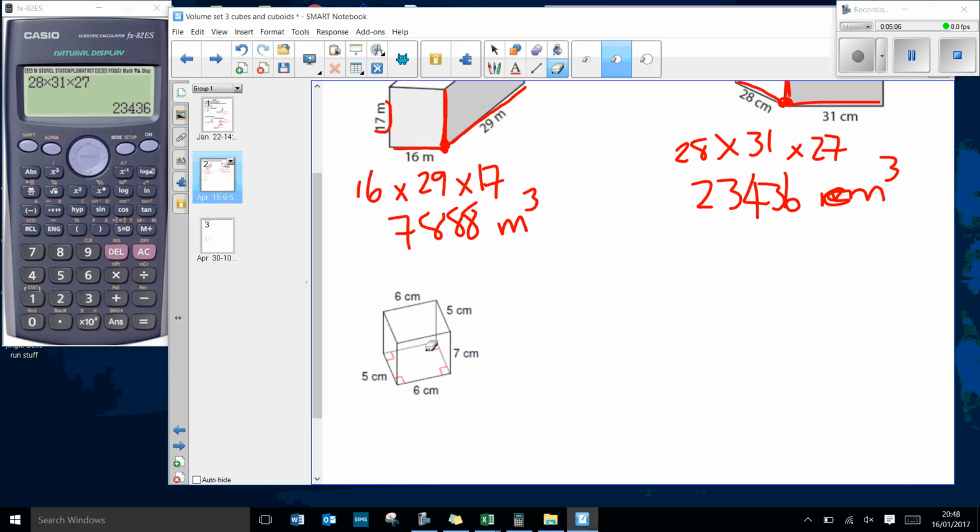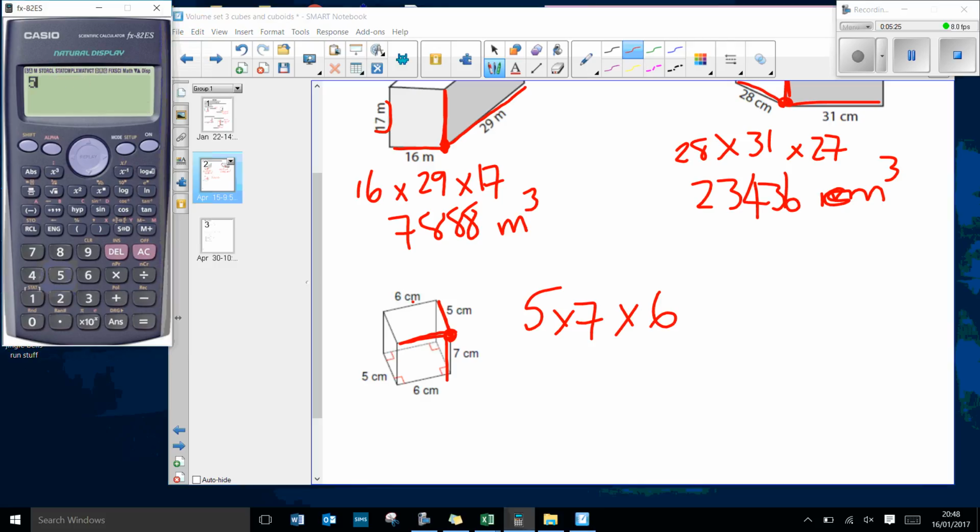Focus on one vertex. So if I focus on this vertex, I can see my measurements that meet there are the 5, the 7, and this one here, which is not labelled, which we know is 6. So 5 times 7 times 6 is 210 centimeters cubed.